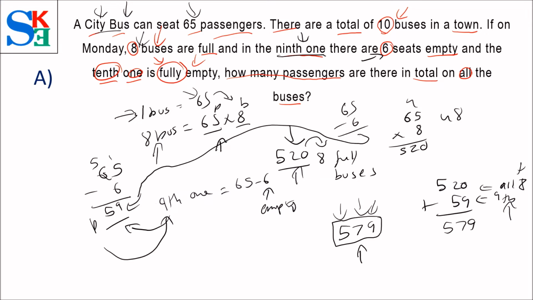So I got the total 579. Now you may ask, well, what about the 10th one? There are 10 buses, right? Then why didn't I pay attention to the 10th one?